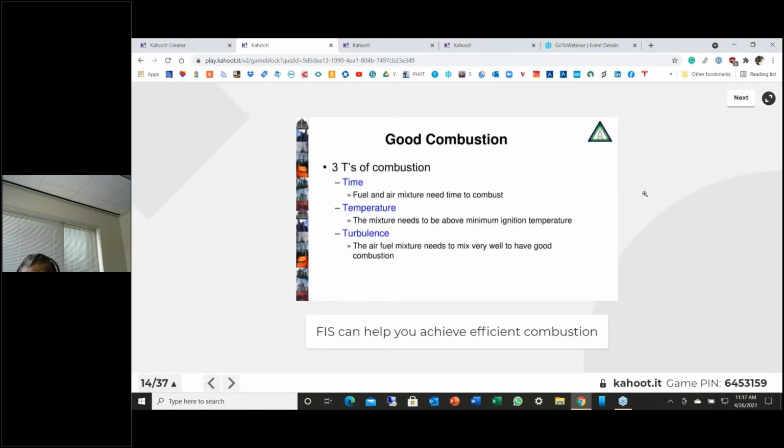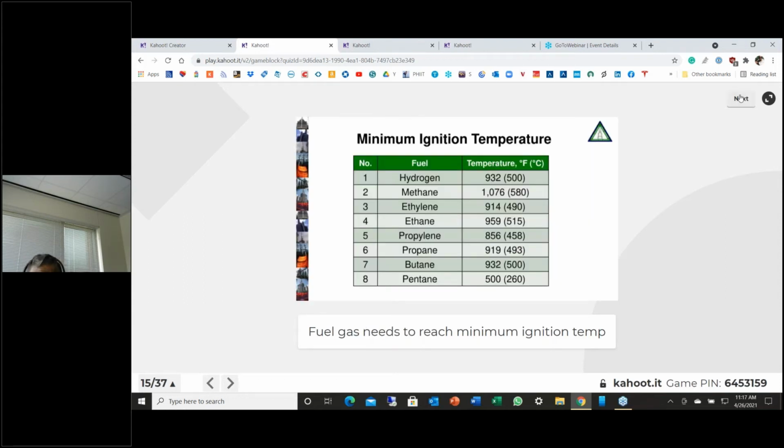So the three T's of combustion, as we call it, is fuel and air mixture needs time to combust. Temperature, that mixture needs to be above the minimum ignition temperature. And turbulence, we need to mix very well. Every fuel gas molecule needs to find the oxygen molecule to have good combustion. So mixing is very, very important in combustion.